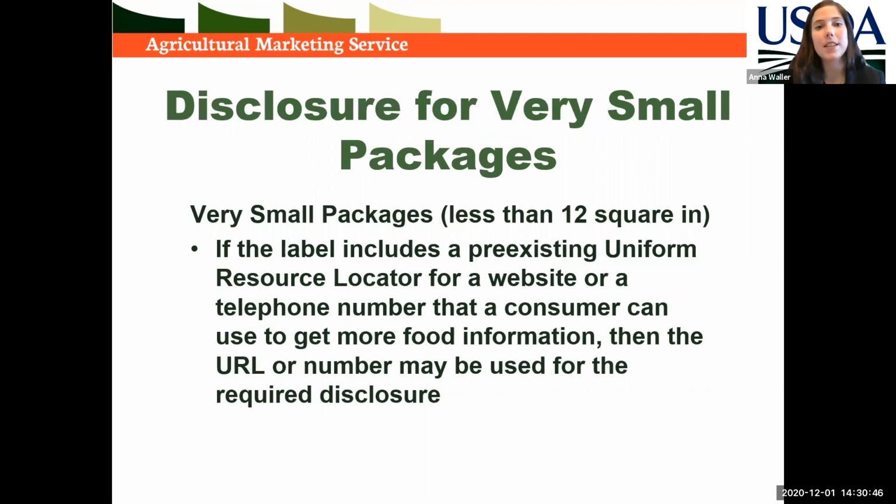The standard defines very small food packages as those with less than 12 square inches and allows the disclosure to be made using a pre-existing website or phone number. When a pre-existing website or phone number is used, the disclosure on the website or over the phone must be made according to the requirements of on-package text or symbol disclosure.